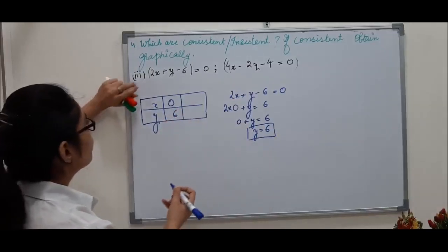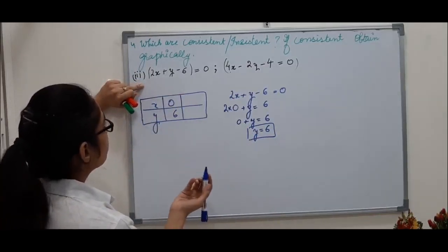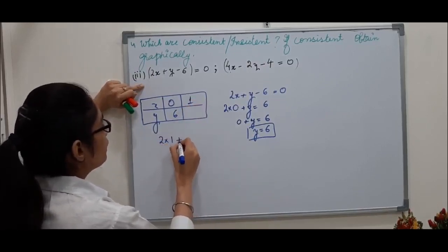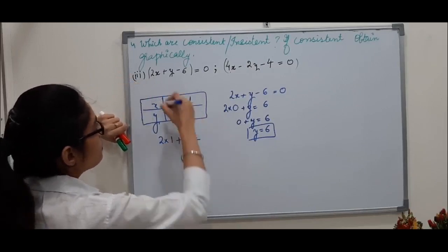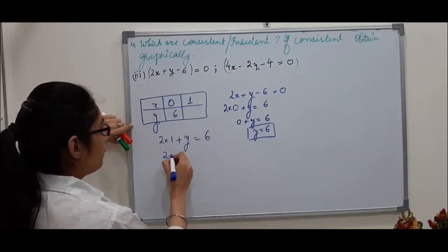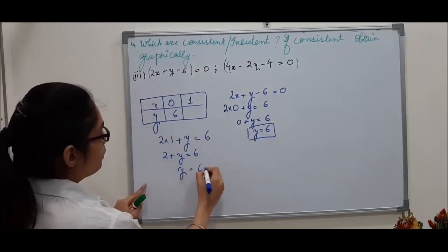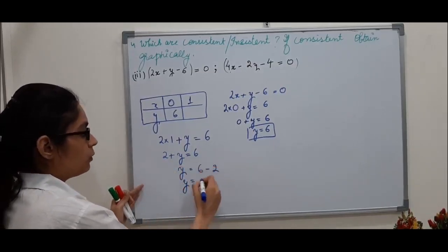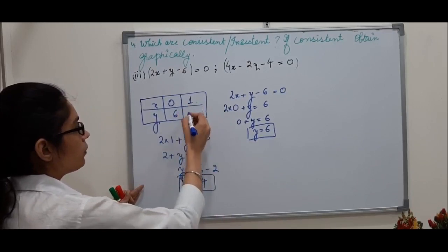Now let's find out the other value. So let's assume x is equal to 1. So 2 into 1 plus, in place of x you put the assumed value, y, and this 6 I will write on the other side. Minus 6 will be changed into plus 6. 2 into 1 plus y is equal to 6. This 2 on shifting to the other side will become minus 2, because on this side it is plus 2. So my y will be equal to 6 minus 2, which is 4. So I got y equal to 4 on putting x equal to 1.